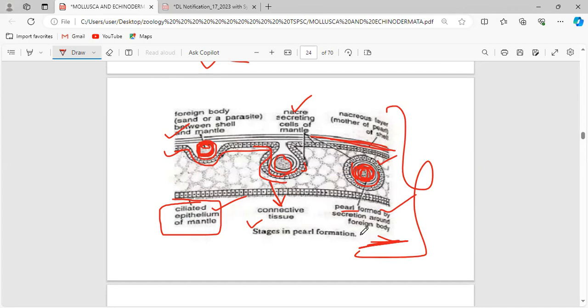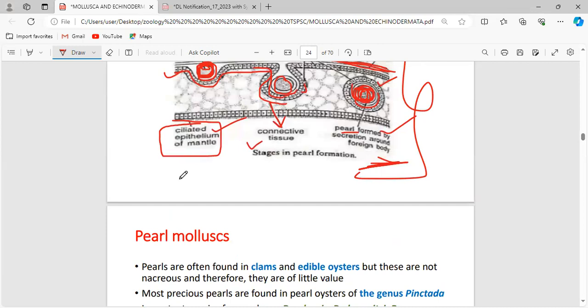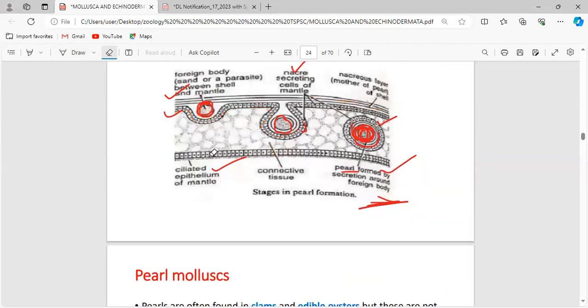Any doubts? Any doubts? Just tell me. Are you clear how the pearl will be formed? It is because of the secretion secreted by the mantle epithelium. Clear or what? Just tell me.